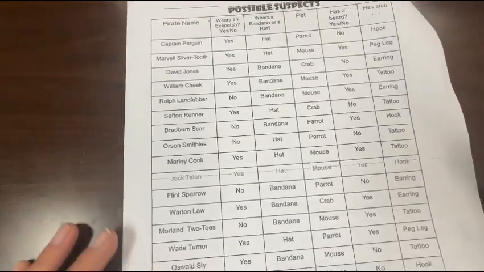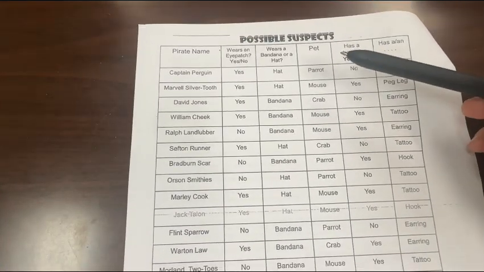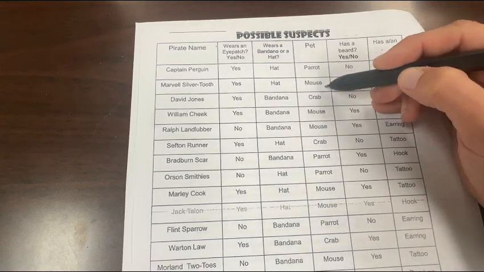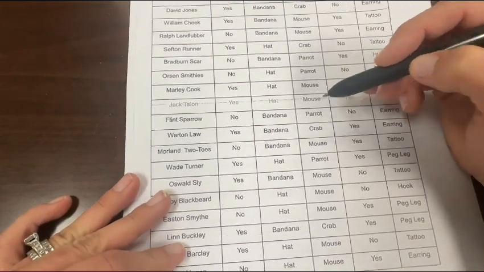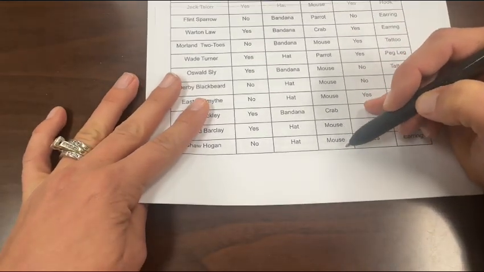So for example, it might say something like, he was allergic to mice. If that pirate, and I'm just making that up, is allergic to mice, then you would mark out every one of them that said that his pet was a mouse. Because if they're allergic to mice, they would not have a mouse as a pet.